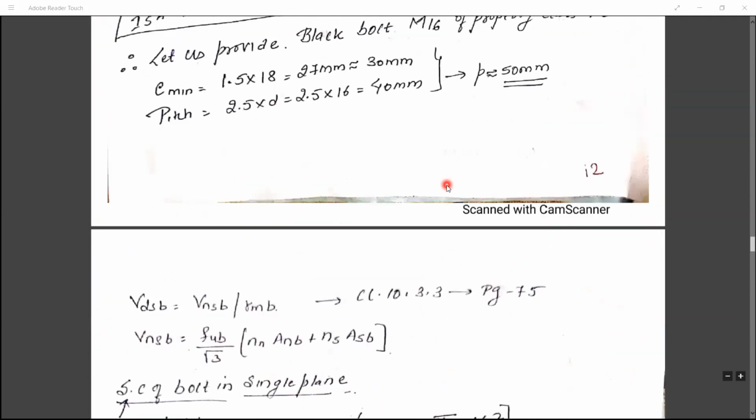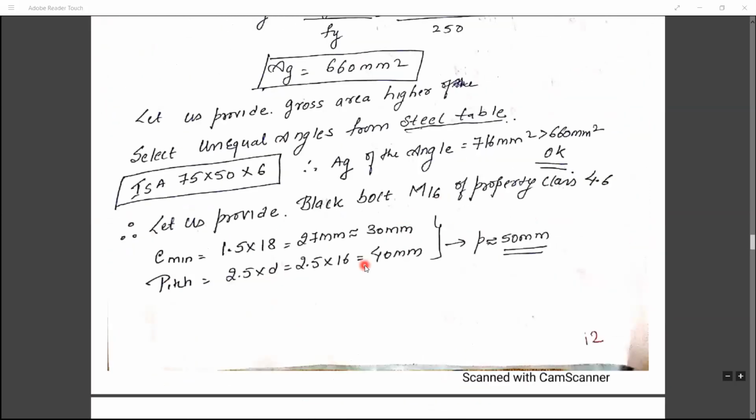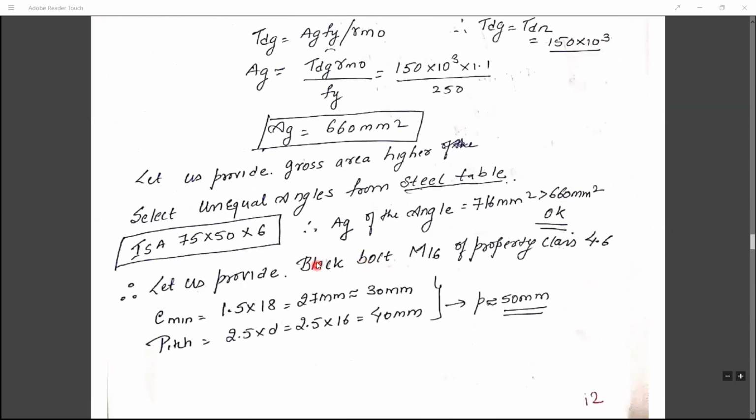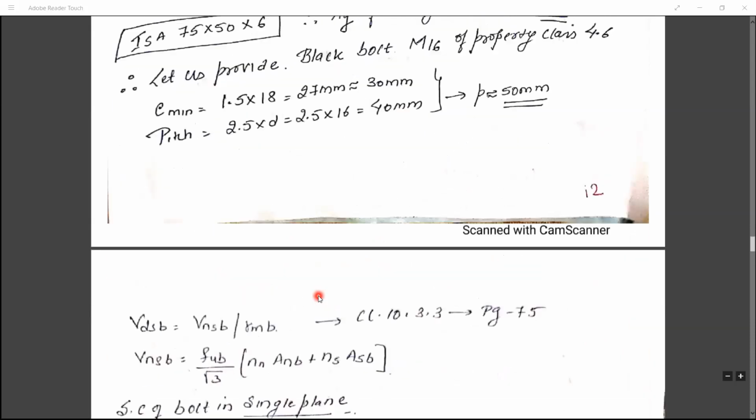So coming to the next part of the problem. See here, black bolt is given M16 and 4.6 class is given. So your e minimum will be 1.5 times of d0 and pitch will be 2.5 times of d. So this 1.5 times of d0 is nothing but clearance distance 16 plus 2, 18 mm. So 27 mm is equal to 30 mm. Then 2.5 times of d is 2.5 into 16, that is 40 mm. So maximum pitch you will get as 50 mm here.